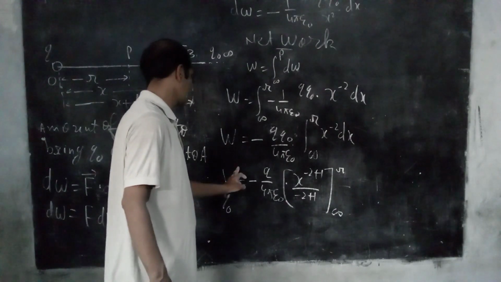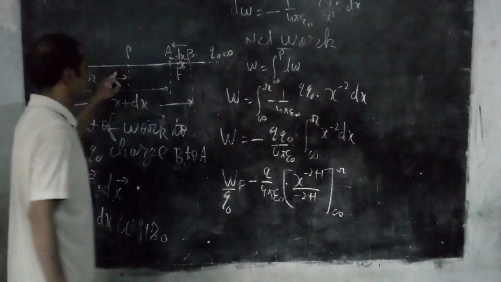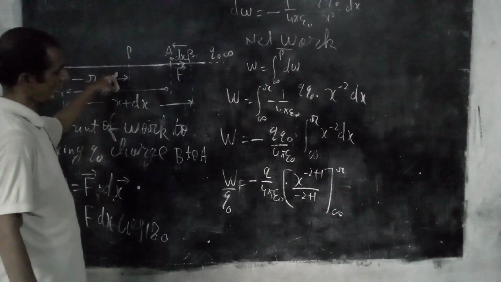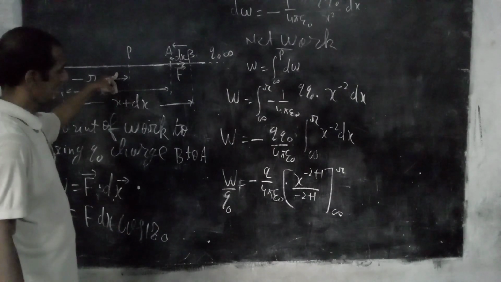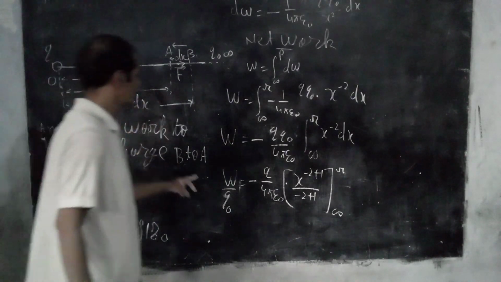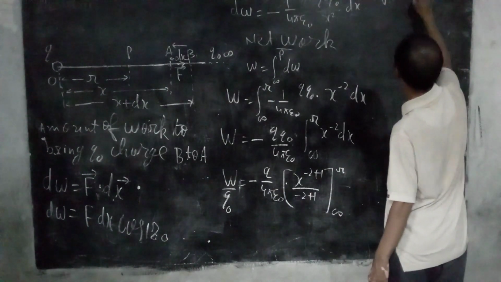The ratio W by q naught is known as electric potential at point P. The amount of work required to bring a unit charge from infinity to a certain point is known as the electric potential at that point. So this is your V, V equals W by q naught.